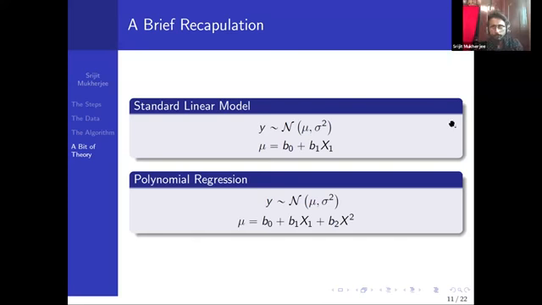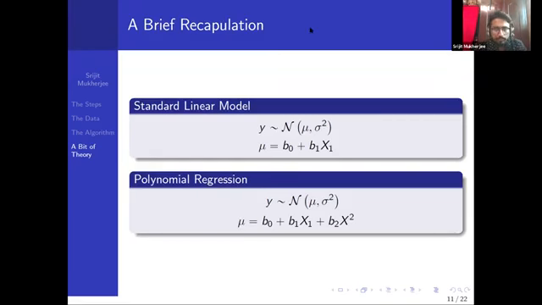Let me recapitulate from the beginning. The standard linear model that we know is y equal to beta naught plus beta 1 x1 plus epsilon, where epsilon follows normal 0 comma sigma square, and essentially we are estimating mu, the mean, as a linear function of the data. In polynomial regression, we express mu, the mean, in a polynomial format of the data, the x's.